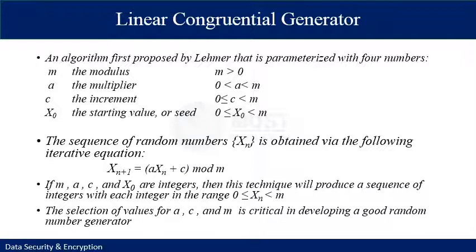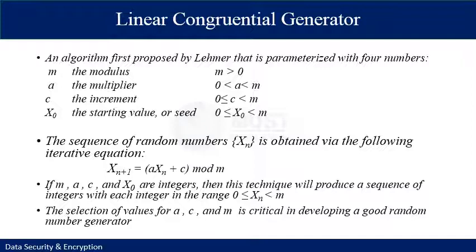So in this first part of the lecture, we look at two algorithms for pseudo-random number generators, named linear congruential generator and Blum Blum Shub generator. So linear congruential generators, at first, a widely used technique for pseudo-random number generation, is an algorithm first proposed by Lehmer, which is known as the linear congruential method.